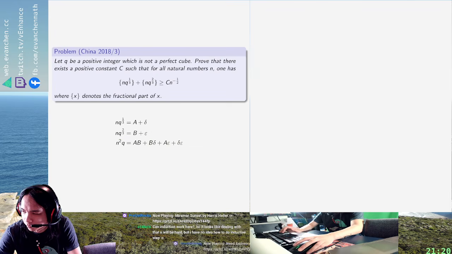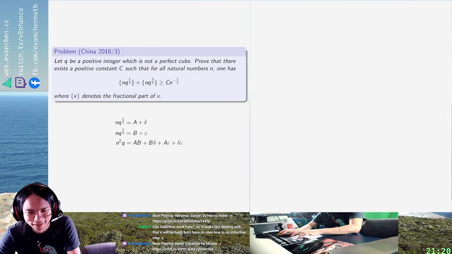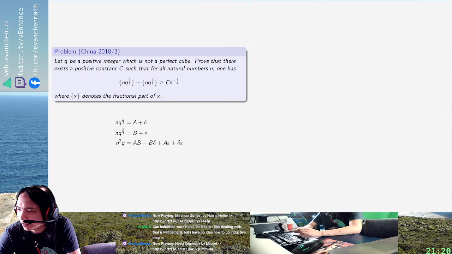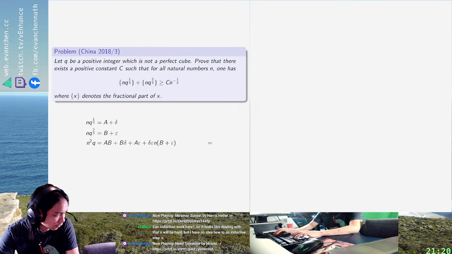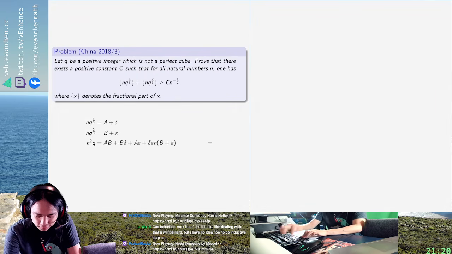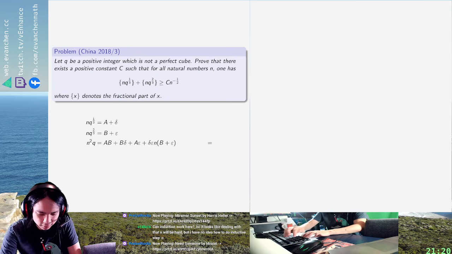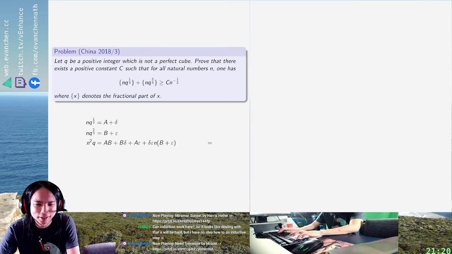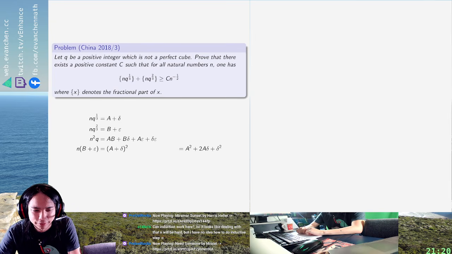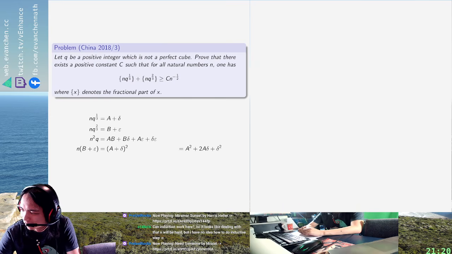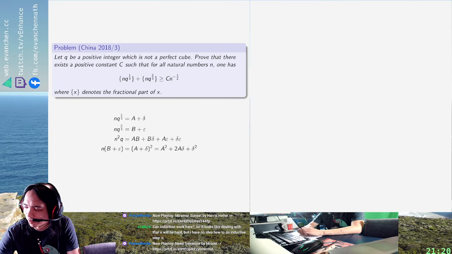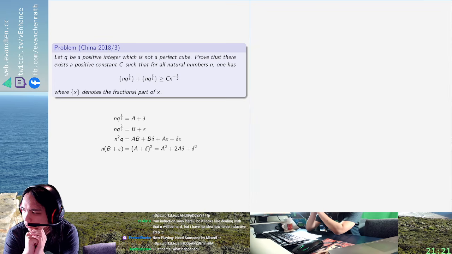So now I square this, and then... spit and prayers. Okay, so n times b plus epsilon is a plus delta squared. Let's go! Okay, so I think that's literally all the information I can get. I don't think I can squeeze more information out of this. Is there any other thing I can use? I feel like I'm using both that n and q are integral here.